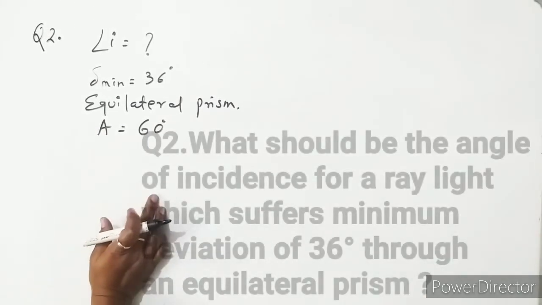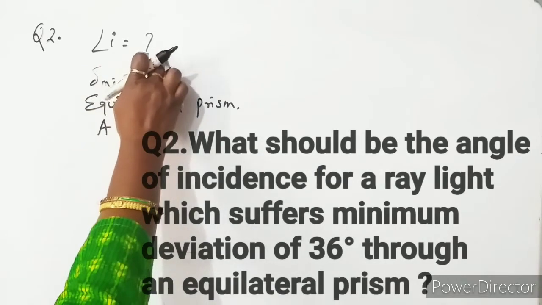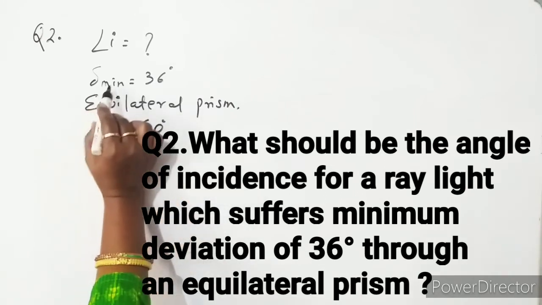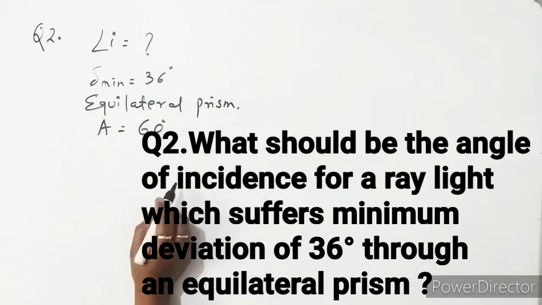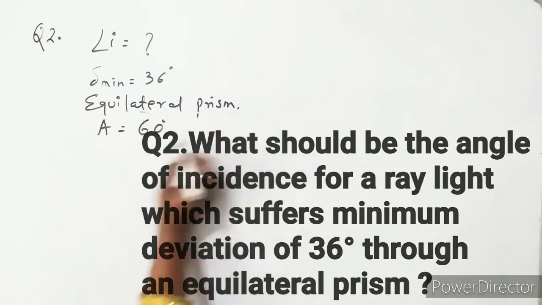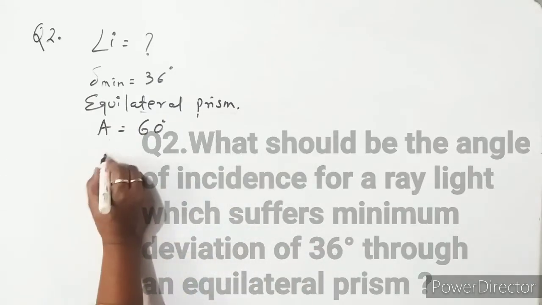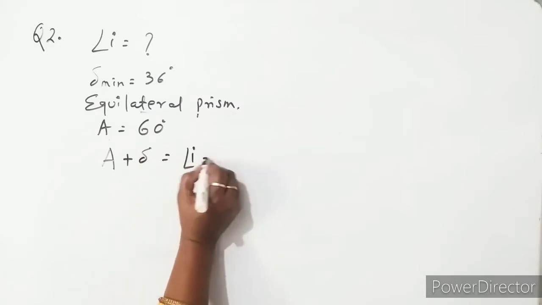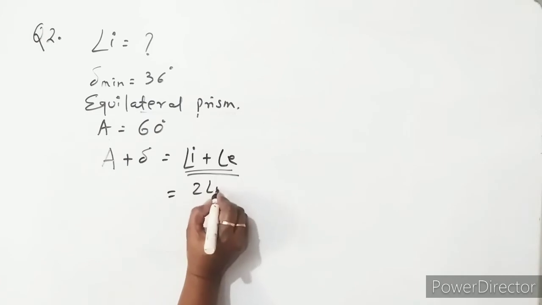Second question is, what should be the angle of incidence? So angle I equal to how much, for a ray of light which suffers minimum deviation of 36, so delta minimum equal to 36 degree, through an equilateral prism. So for an equilateral prism, A equal to 60 degree. Again let us go for the formula. A plus delta equal to I plus E. So this one becomes 2I.